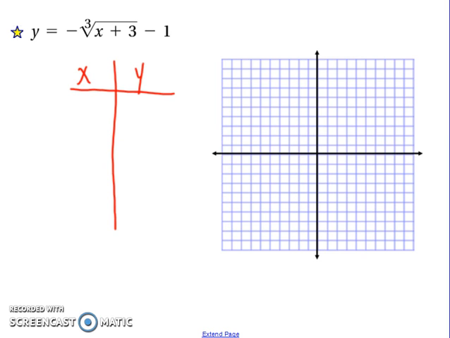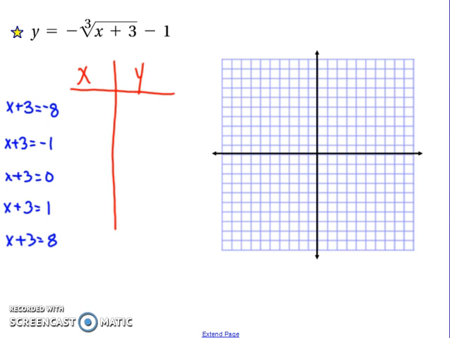So I'm going to take x plus 3, and I'm going to set it equal to -8. And then I'm going to take x plus 3, and I'm going to set it equal to -1. I'm going to take x plus 3, I'm going to set it to 0. I'm going to take x plus 3 and set it to 1. I'm going to take x plus 3 and set it to 8. So I'm going to solve each one.